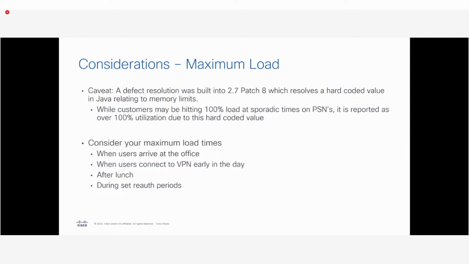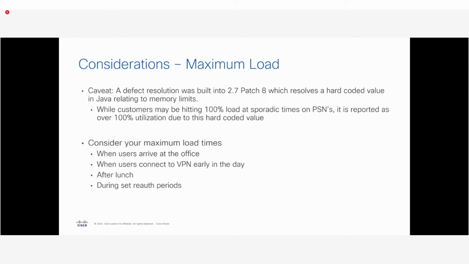Now, a couple considerations as you start to put together these reports and try to understand them for your key performance metrics as well as your active sessions at any given time. There was a bug if you're still running 2.7 patch 8, patch 7 or below, where some Java related memory limits were hard coded. So what we commonly saw at the time was over 100% utilization, which just didn't make sense when it came to CPU.